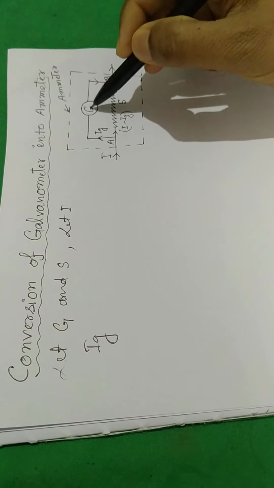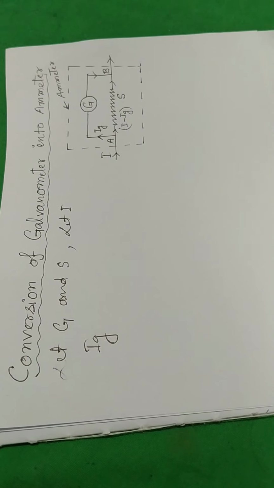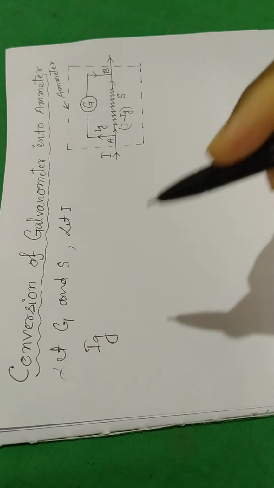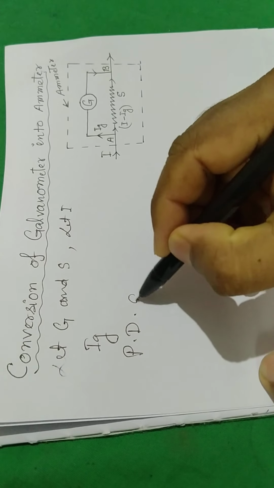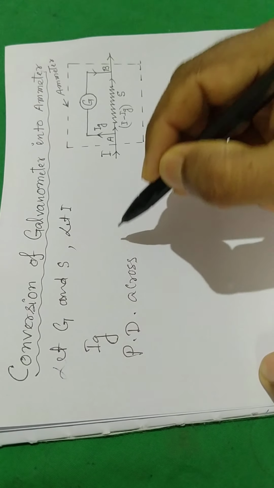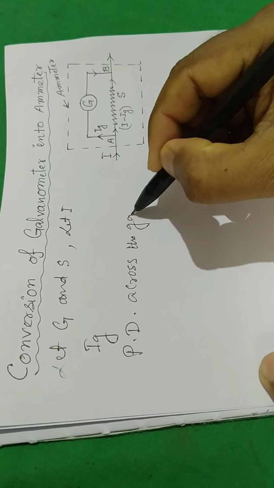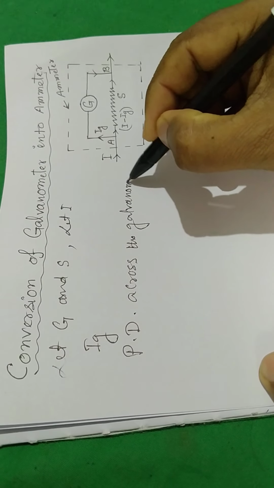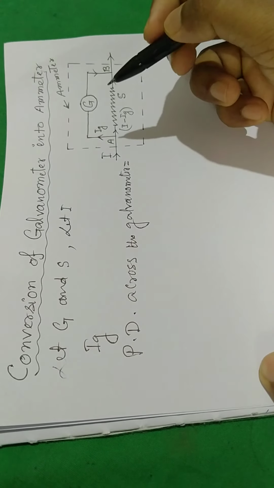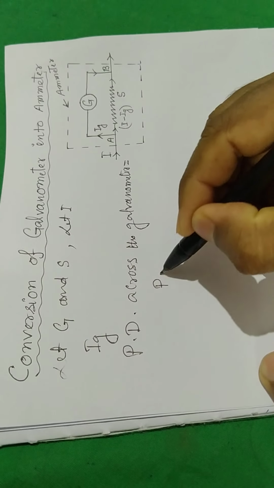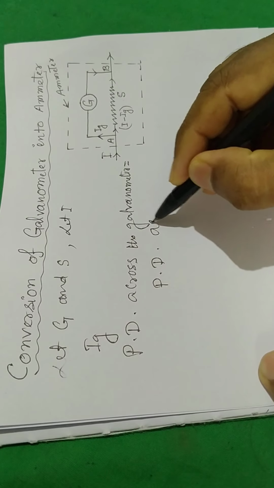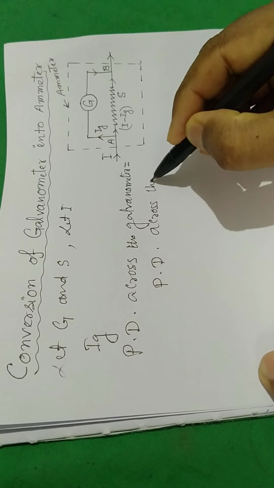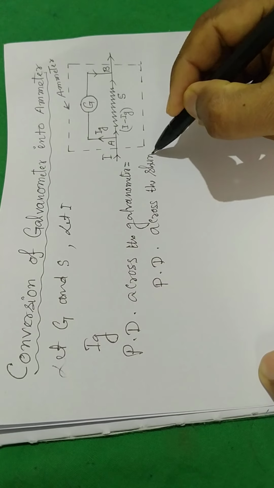Since G and S are in parallel, therefore the potential difference across the galvanometer is equal to the potential difference across the shunt.